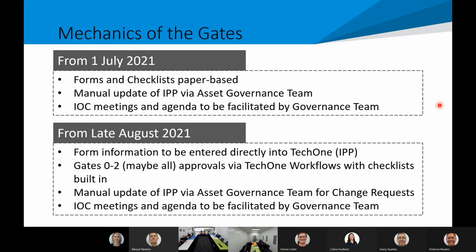So we're doing training with them, and that's around the change request. So during a phase, if we have a change come up, then it still will be a paper-based form, and asset governance will then update the system, update IPP once the sponsor has approved or not.